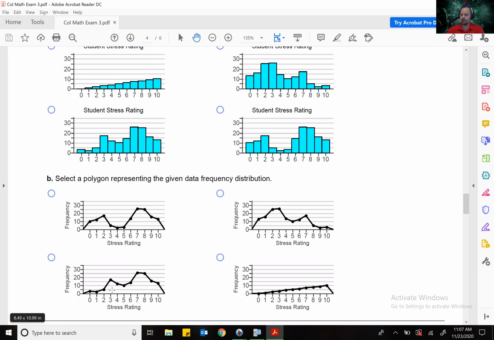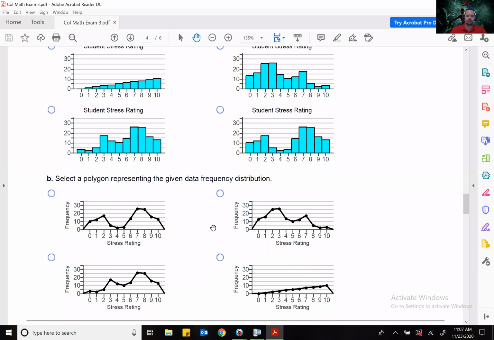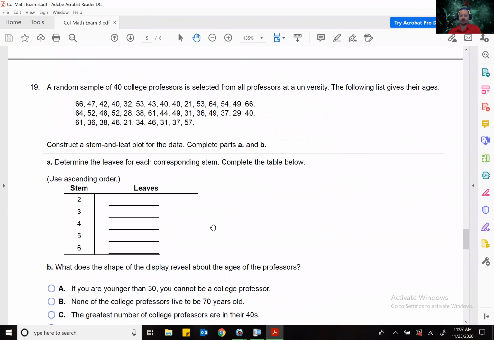All right, moving on. Number 19. Sorry, I was already on it. Yep, stem and leaf plot. So there's two pieces to this. We're going to do the stem and leaf, with stems 2, 3, 4, 5, and 6, and the leaves. And then we are going to answer a question about it.